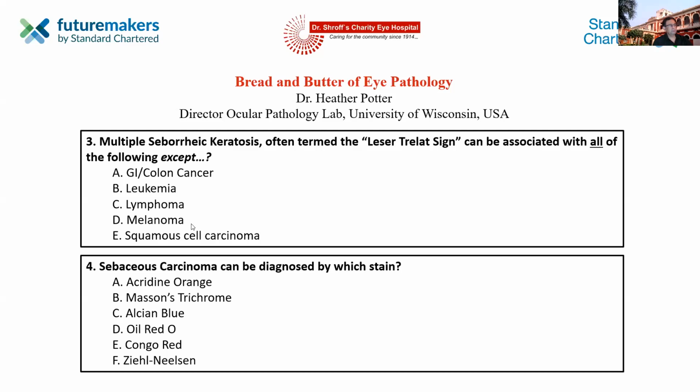Sebaceous carcinoma can be diagnosed with which stain? Oil red O. Now I can tell you that nowadays we're not doing oil red O, we're using immunohistochemistry, but it is kind of an old-fashioned thought about using oil red O, and some people still like to ask that question, so I wanted to make sure you would all know the answer.